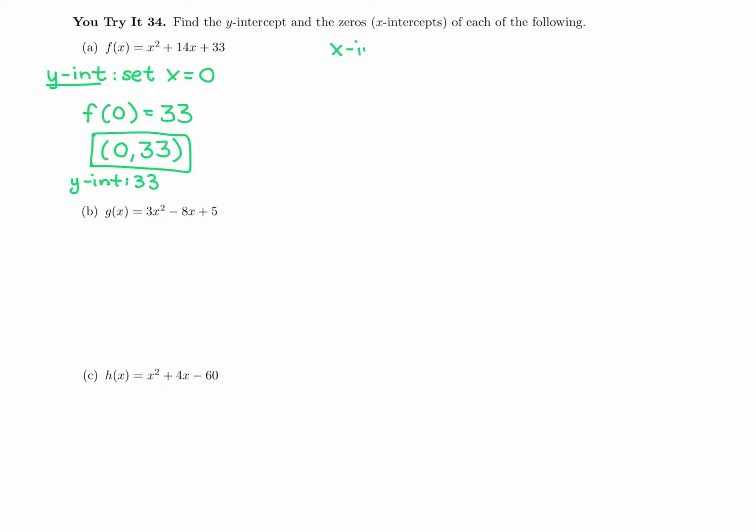X-intercept, we're going to let the y value equal 0. So set y equal to 0, we get 0 equals x squared plus 14x plus 33. So I'm going to multiply to be 33 and add up to be 14. So I either have two positives or two negatives to multiply to be a positive 33, but in order to add up to be a positive, they both have to be positive. So 11 times 3, or 11 plus 3, gives us 33 when we multiply, or 14 when we add.